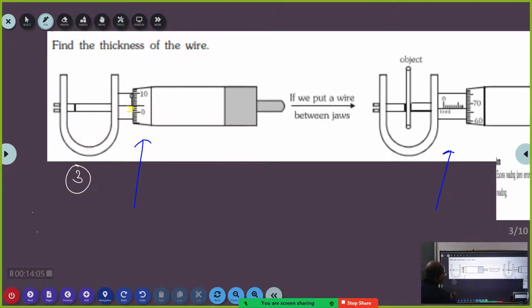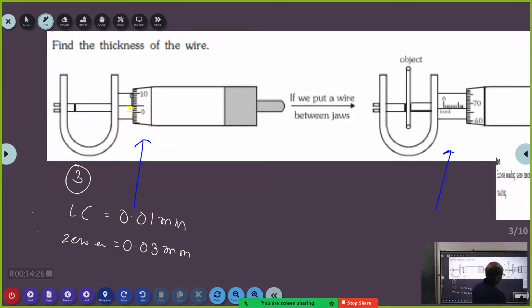So the least count here is how much? 0.01 millimeters. So what is the zero error here? 0.03 millimeters. Correct? Yes, sir. Right. Okay. Now you have put the wire here and then do the measurement. With the wire there, do the measurement.